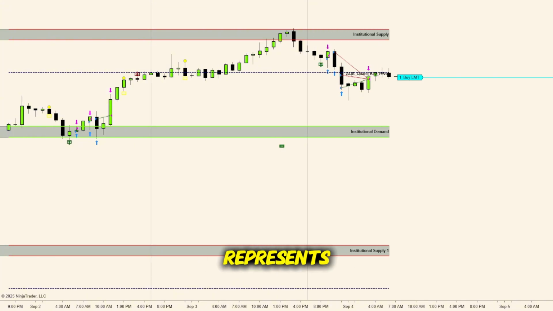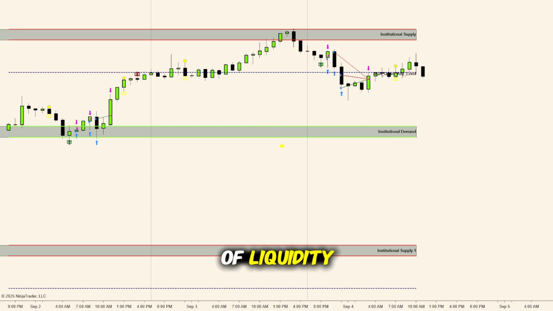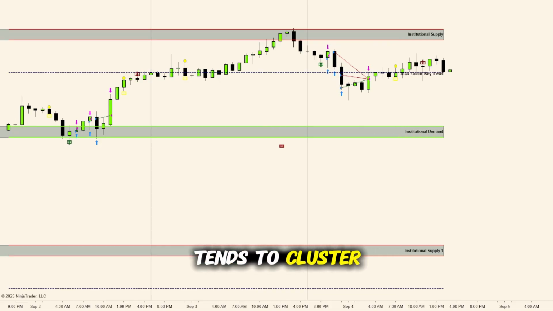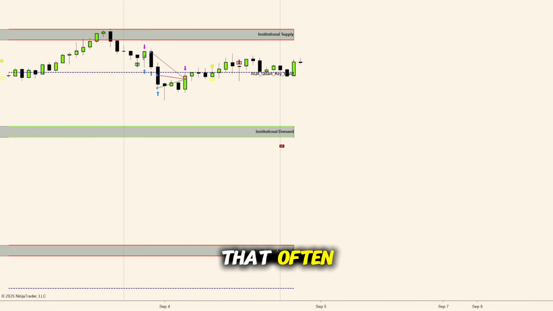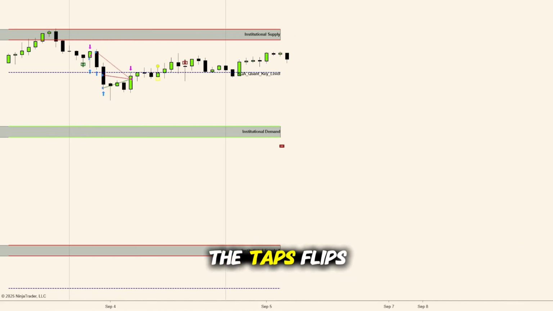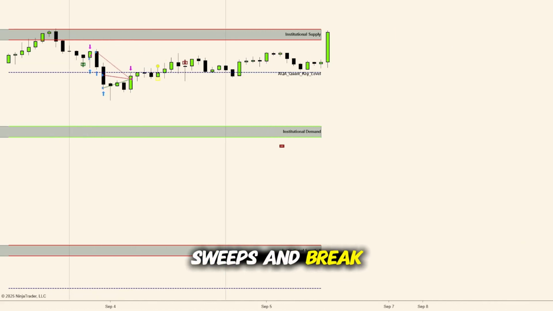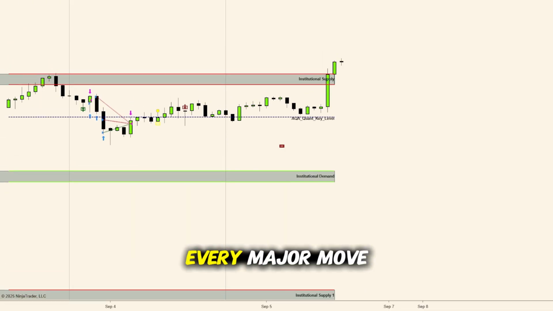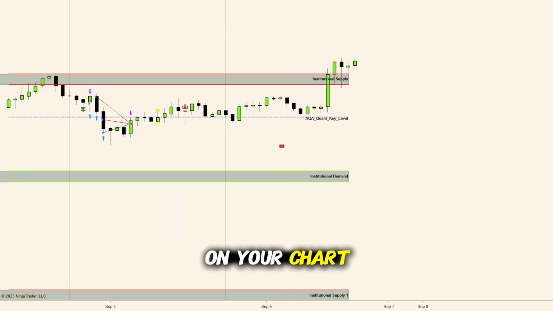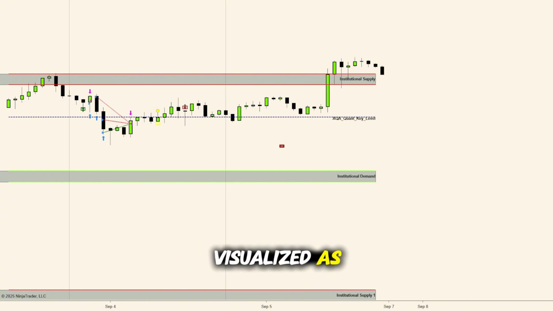Each of these zones represents a key area of liquidity where order flow tends to cluster. These are the levels that often cause the biggest reactions, the taps, flips, sweeps, and break and retests that define every major move. On your chart, you'll see this structure visualized as horizontal rails, clean, wide institutional bands with real-time updates.